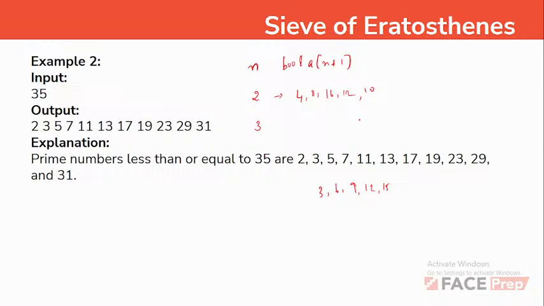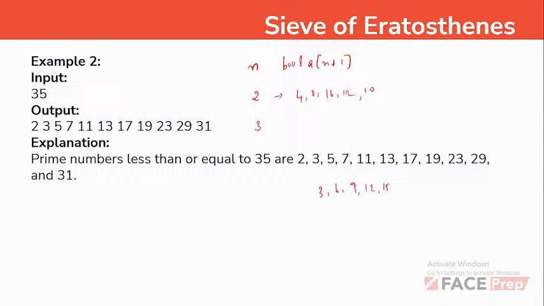I'll repeat the process for the next unmarked numbers until the square of the current number exceeds n. For each prime number found, I'll mark all its multiples as false. After the completion of the algorithm, all the numbers that are still marked as true will be prime numbers, right?